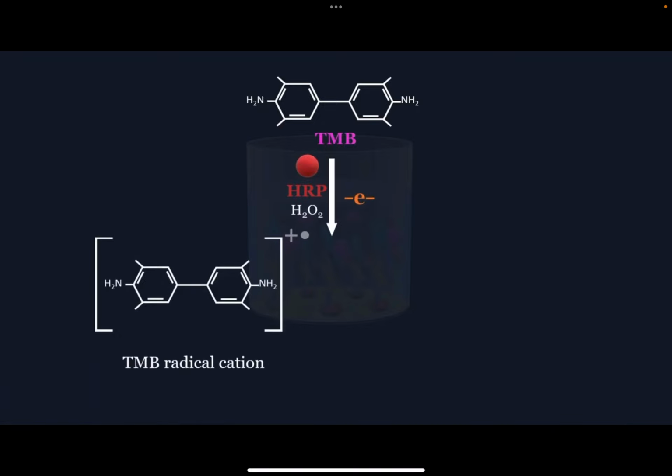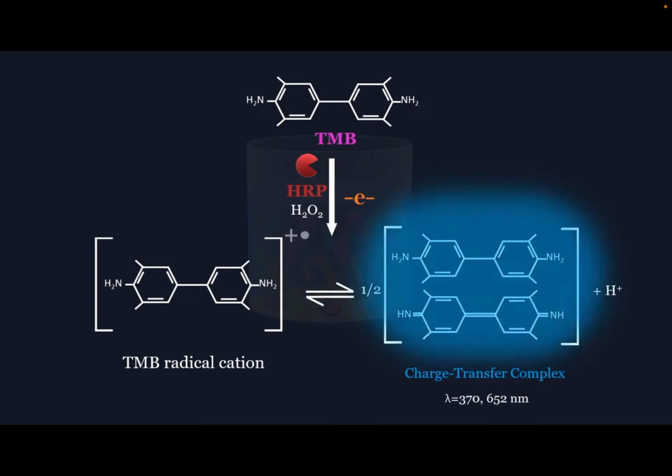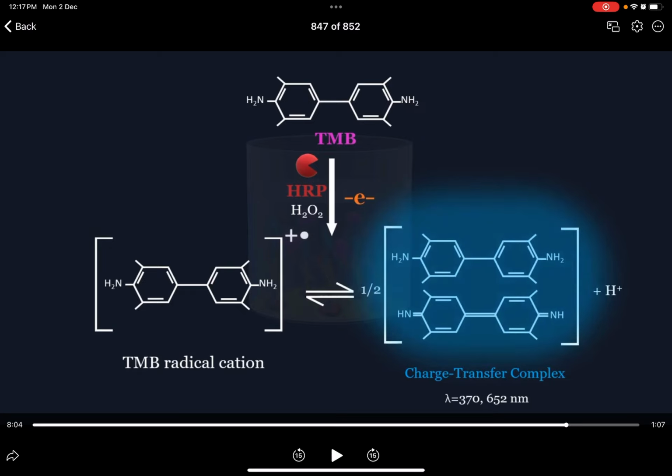in the formation of two intermediate oxidation state products. One product is a colorless TMB cation radical, which is in equilibrium with a blue-green color.